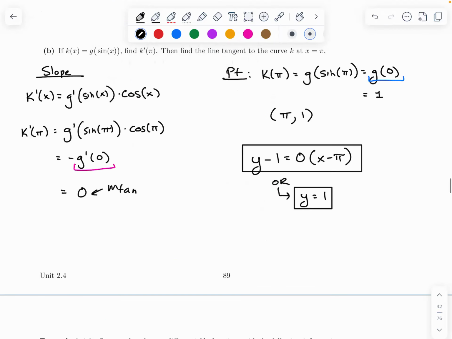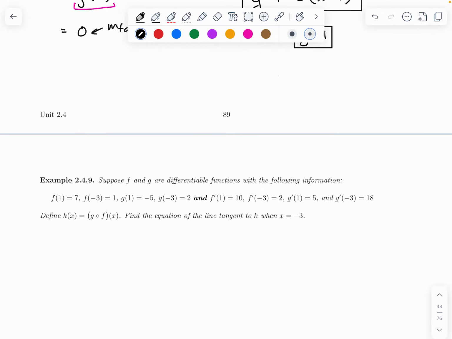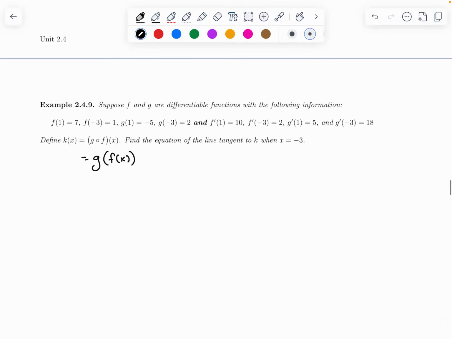2.4.8. Excuse me, 2.4.9 is very similar, but slightly different. Instead of being given graphs, we're just given a bunch of information about two differentiable functions, f and g. We're given that f of 1 is 7, f of negative 3 is 1, g of 1 is negative 5, g of negative 3 is 2, and we're given information about the derivative at those x values as well. It says define k to be this, which, as a reminder, is g of f of x. That's what composition means. And so we're going to find the equation of the tangent line to k when x is equal to negative 3. Very, very similar process.